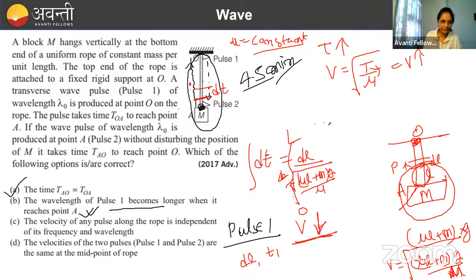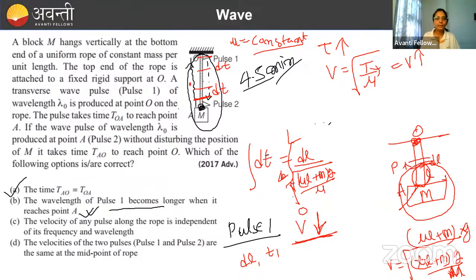Yahan pe dt time interval isko count karti hu. Aur yahan pe dt time interval count karti hu. So what will happen? In this dt time, initially, it will cover more distance. Done? Because initially, its velocity is higher. And in this dt time, as it will come down this wave, it will cover less distance.